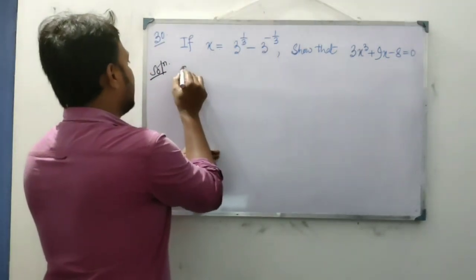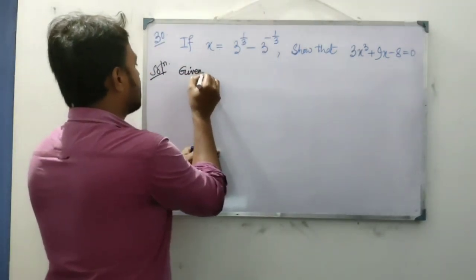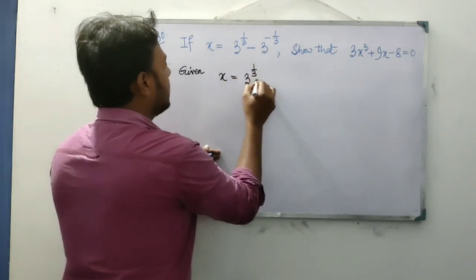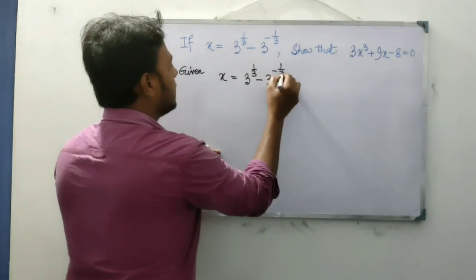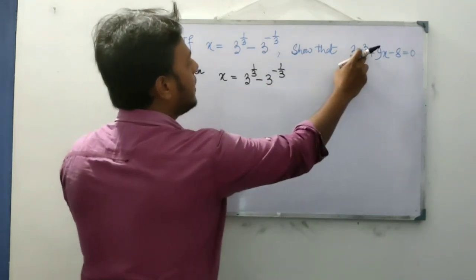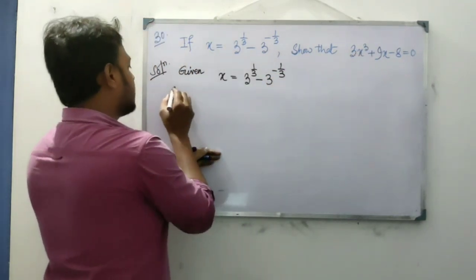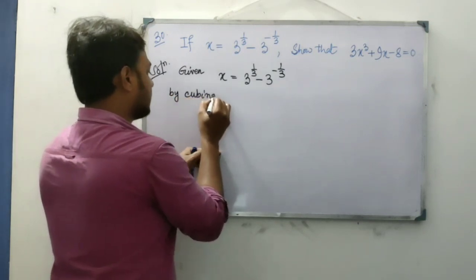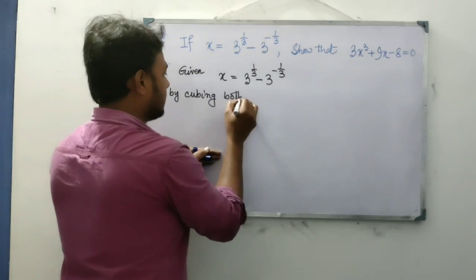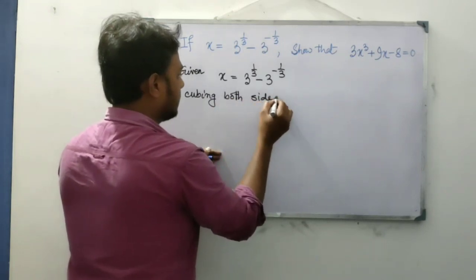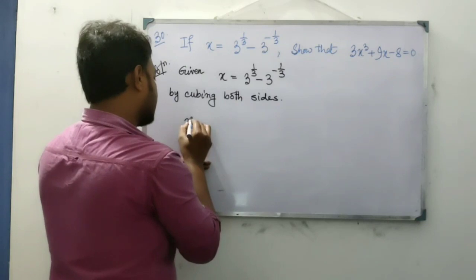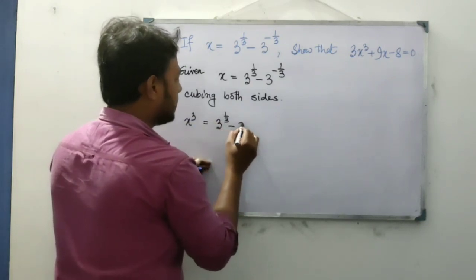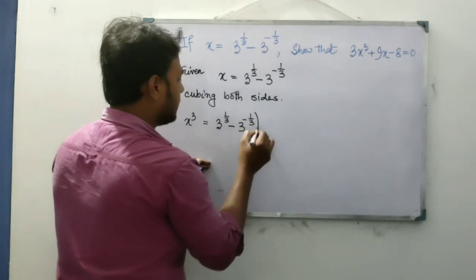So what is given here? Given that x equals 3 to the power 1 by 3 minus 3 to the power minus 1 by 3. We have to cube both sides since we need x cube here. So by cubing both sides, x cube equals 3 to the power 1 by 3 minus 3 to the power minus 1 by 3 whole cube.